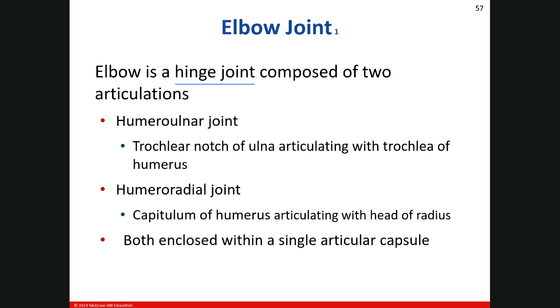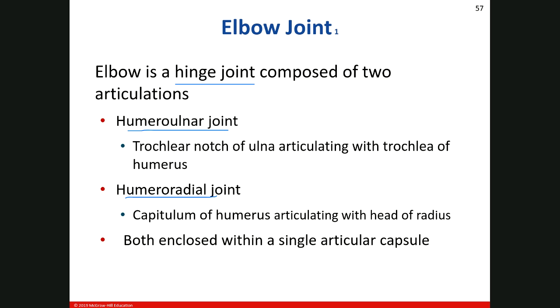There are actually two joints in your elbow, because you have two bones in the forearm, each articulating with the humerus. You've got your humeroulnar joint, and then your humeroradial joint. When we saw the articulation between the trochlea and the ulna, that was more of the hinge. The humeroradial joint is a little bit different.